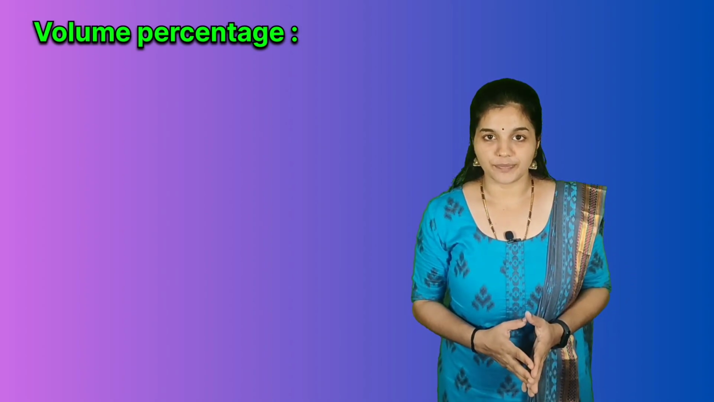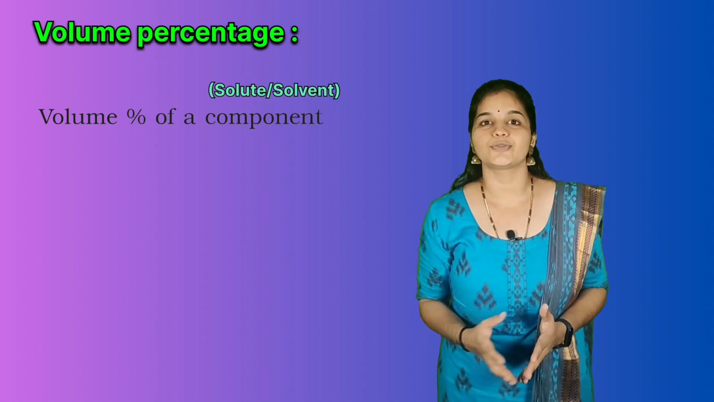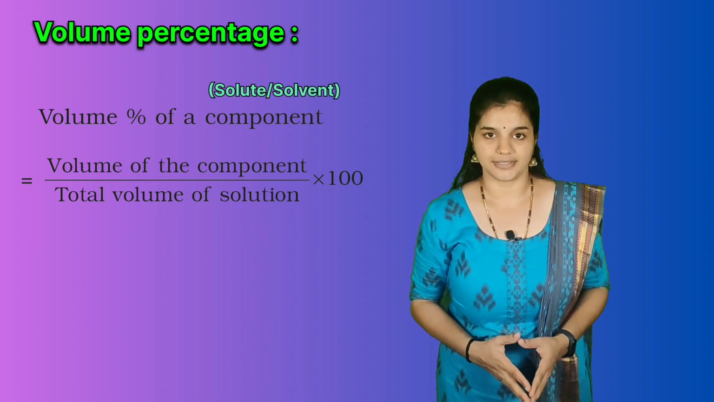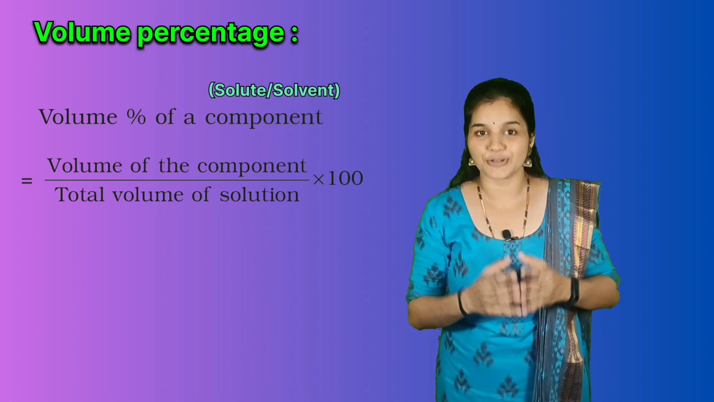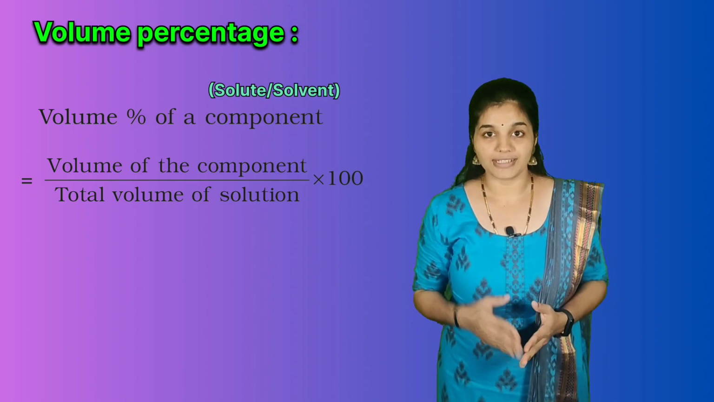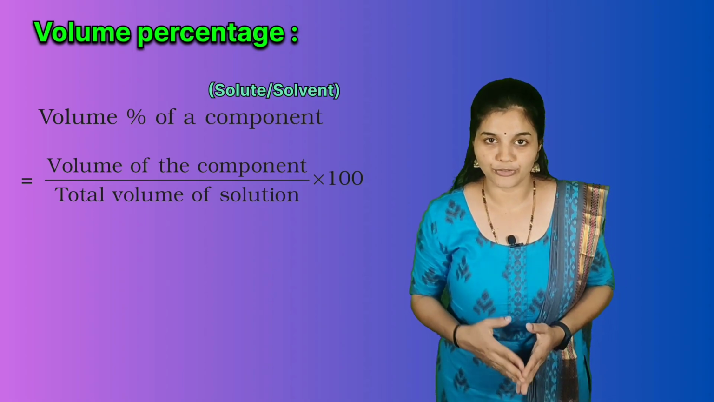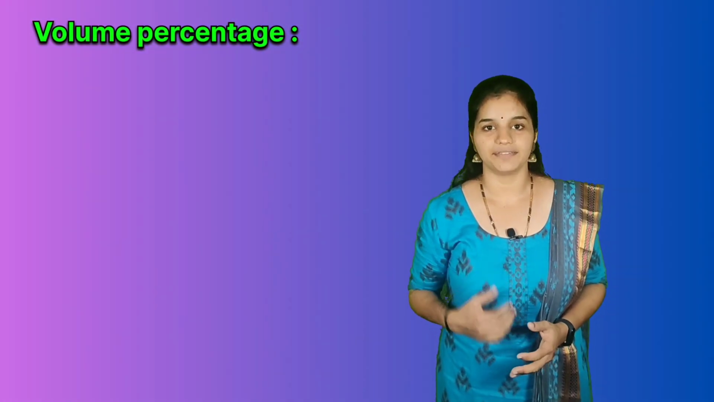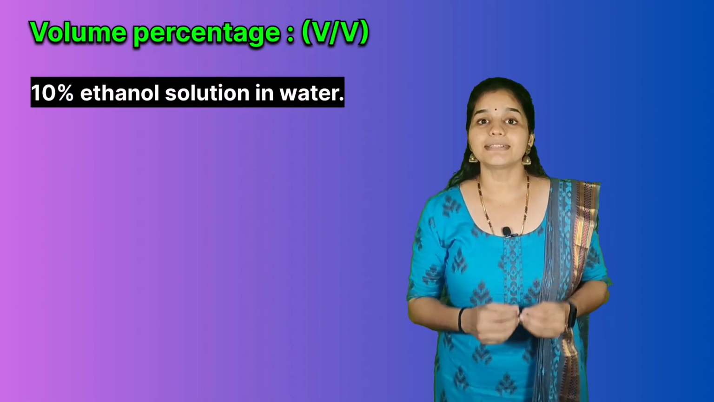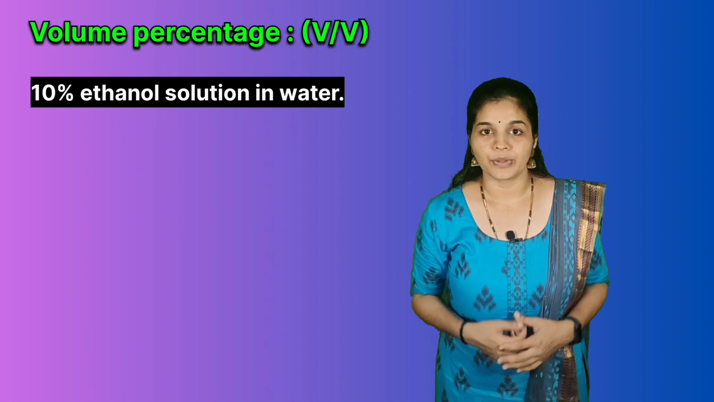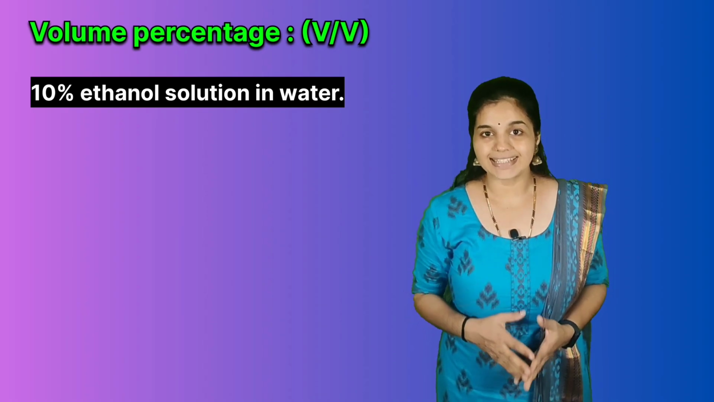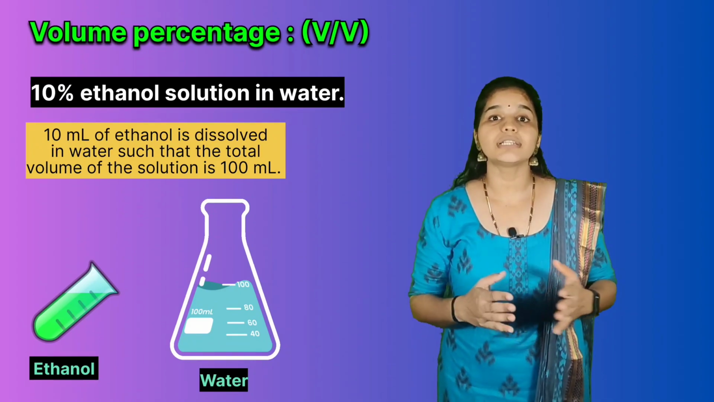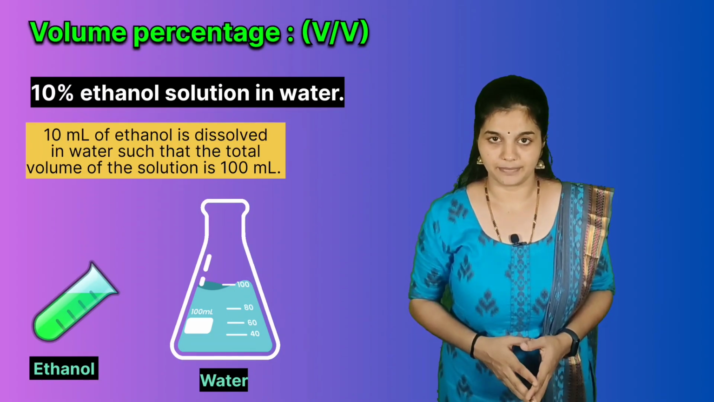Volume percentage tells us about the volume of components of solution in terms of percentage. So for any solution, volume percentage of solute is equal to volume of the solute divided by total volume of the solution into 100. And volume percentage of solvent is equal to volume of the solvent divided by total volume of the solution into 100. Volume percentage is represented as V by V. For example, 10% ethanol solution in water. What does this mean? It tells us that 10 ml of ethanol is dissolved in water such that total volume of the solution is 100 ml.